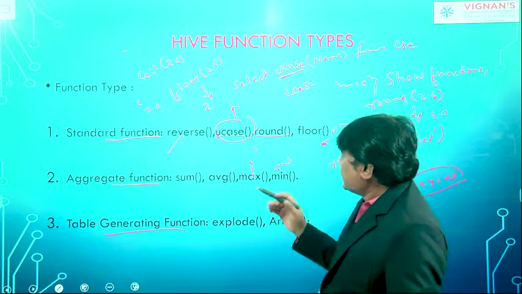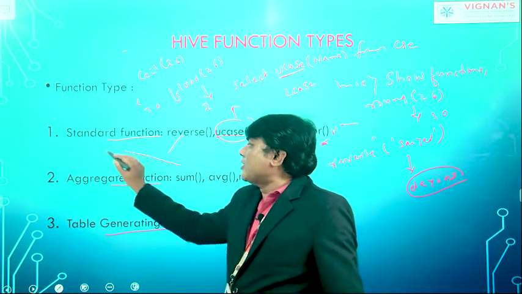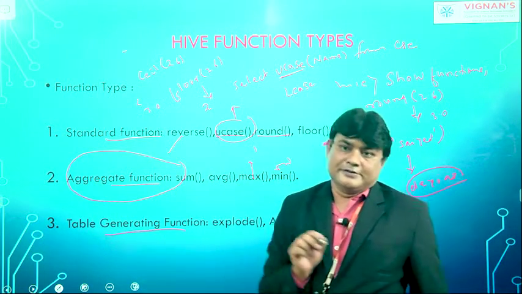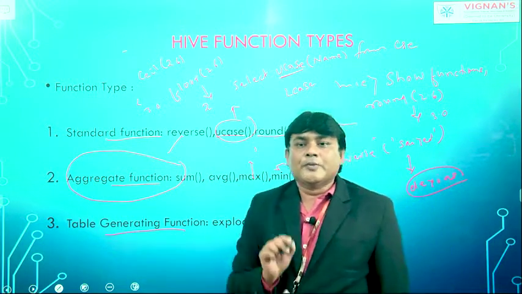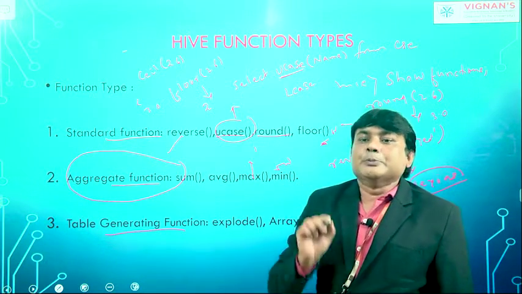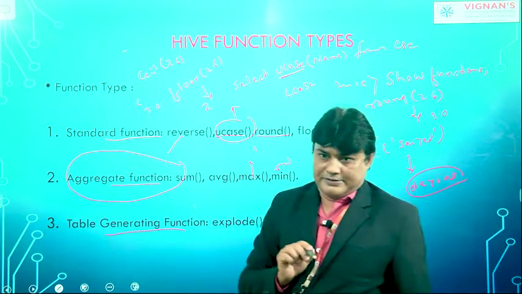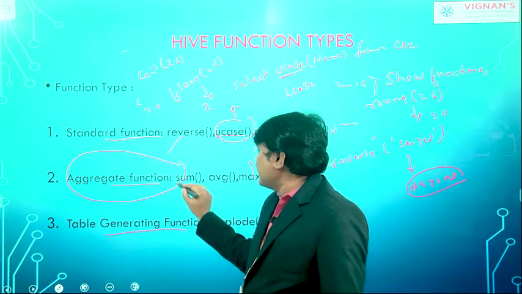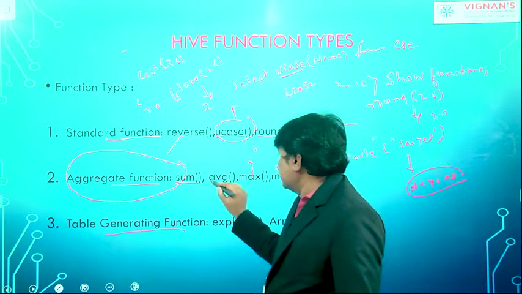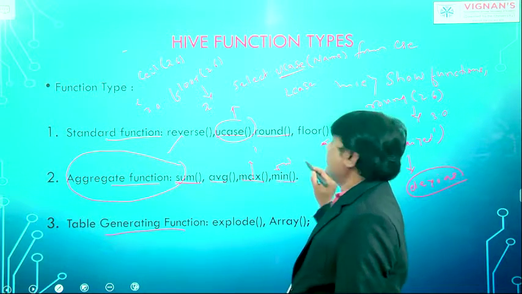Okay, the second function type we have is called the aggregate functions. This is called mathematical functions. It means we are going to perform mathematical operations. The mathematical operations can be performed using what functions? Using aggregate functions. So here, what are aggregate functions? We have sum. You can calculate the average, you can calculate the maximum values, you can calculate the minimum values.